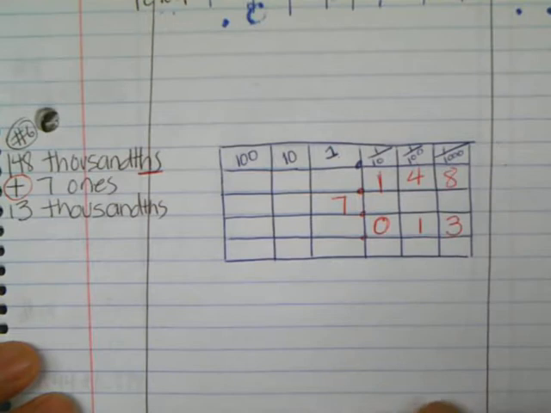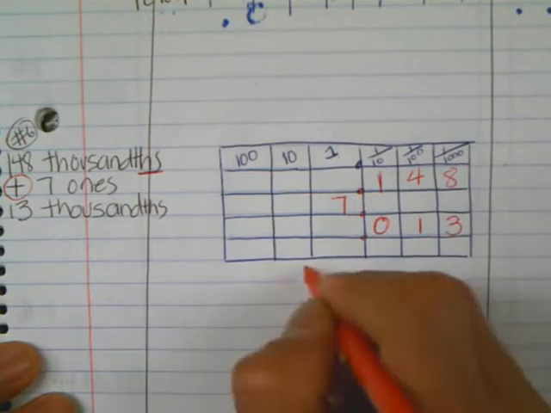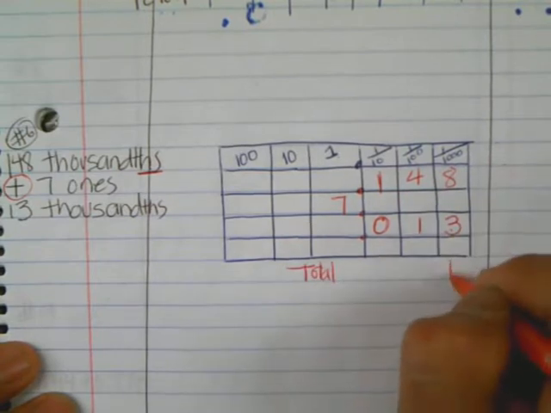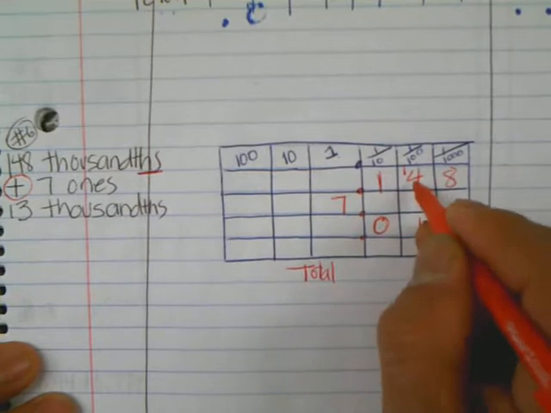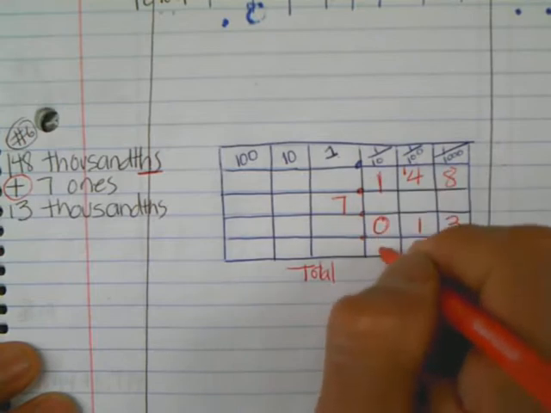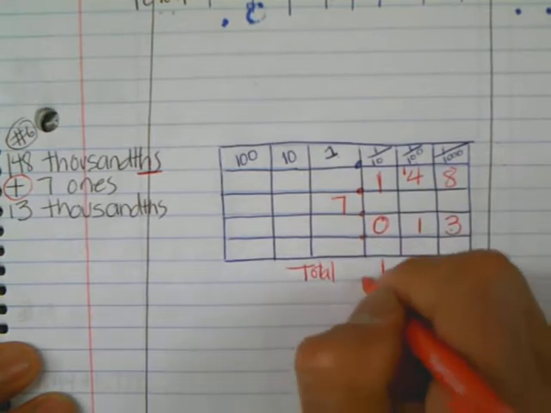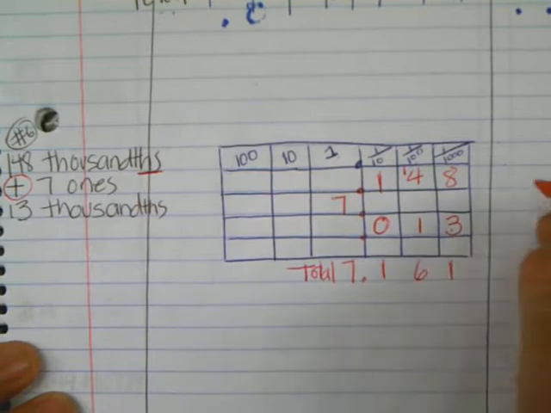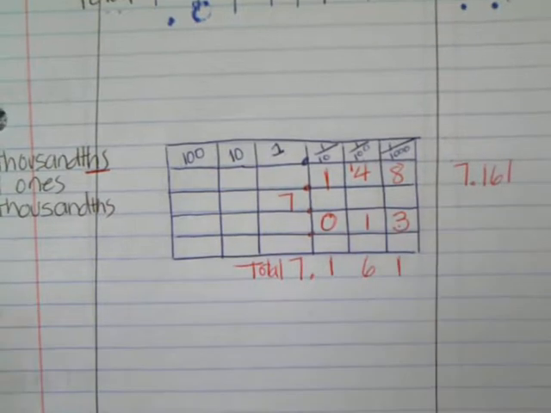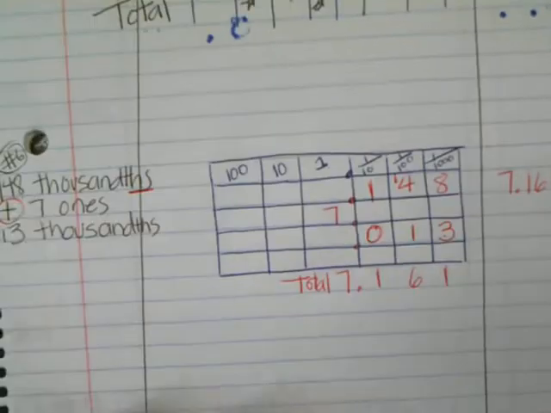Now the only other action to take is to add them up. So your total is going to be right here. 3 and 8 equals 11. We carry 1 over. 4 and 1 is 5 and 1 is 6. Tenths, we have only 1 tenth. And 7 ones. So here is our total for these numbers: 7 and 160 thousandths.